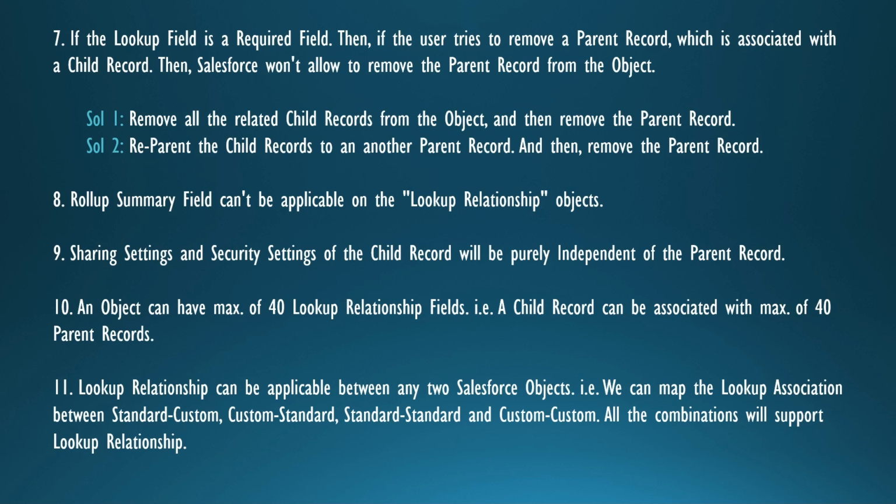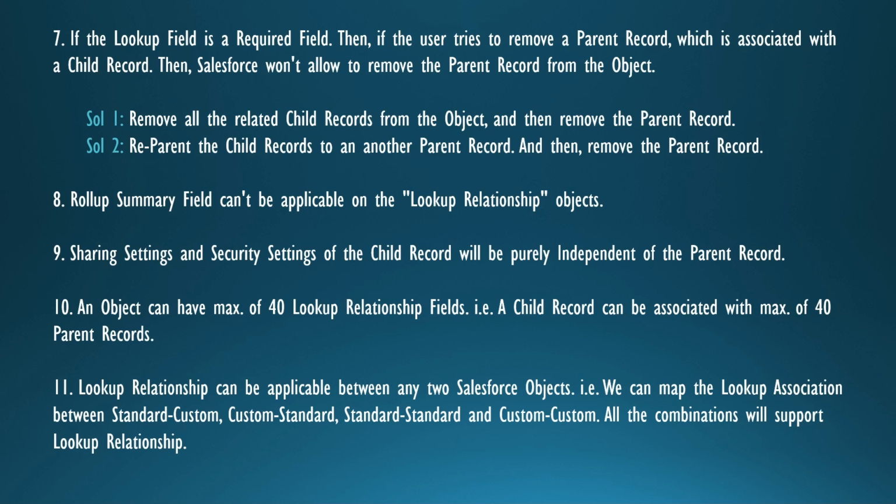Rollup summary field can't be applicable on the lookup relationship objects. Sharing settings and security settings of the child record will be purely independent of the parent record. An object can have a max of 40 lookup relationship fields. Which means, a child record can be associated with a max of 40 parent records. Lookup relationship can be applicable between any two Salesforce objects. Which means, we can map the lookup association between standard to custom, custom to standard, standard to standard, and custom to custom. All the combinations will support lookup relationship.